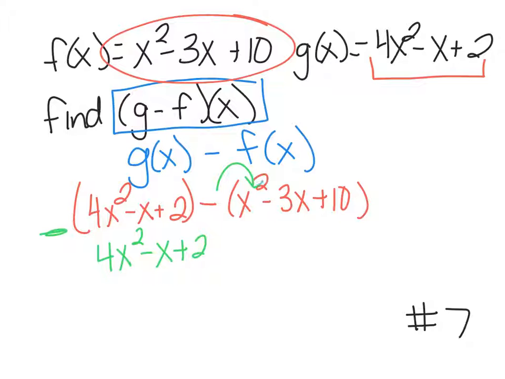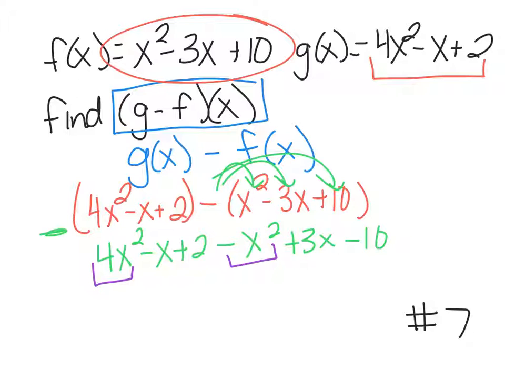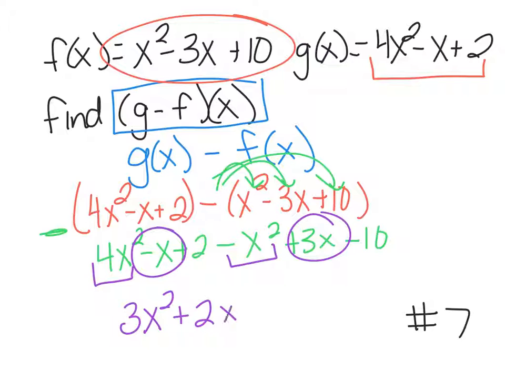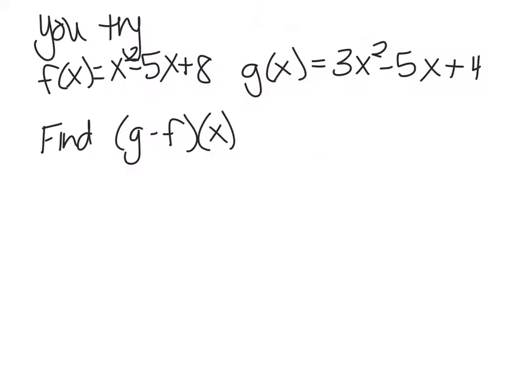Then I'm going to distribute. That gives me negative x squared. Negative times a negative is a positive 3x. And a negative 10. So now when I combine my like terms, I have this x squared and this x squared. So 4 minus 1 is 3 with the label of x squared. Negative x and 3, so plus 2 and the label x. Plus 2 minus 10 gives me a negative 8 for my final solution. You try a problem like this.